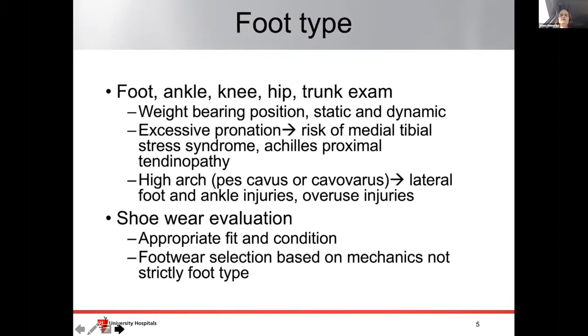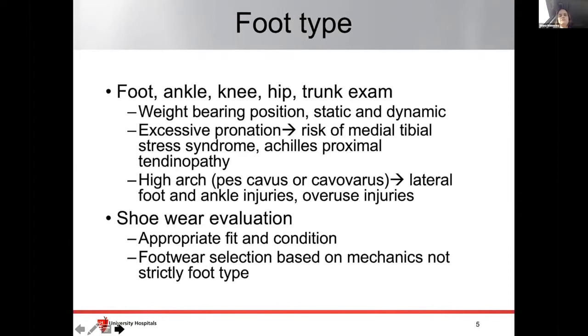For foot type, you want to assess it in a weight-bearing position. Remember, the hip can actually affect how the ankle works. With excessive pronation, you can get stress syndromes of the medial distal tibia. You can get proximal Achilles tendinopathy. A high-arched foot is less flexible and doesn't shock absorb very well, and so they can get a lot of lateral overload issues, including recurrent ankle sprains, stress fractures, and tendonitis of the Achilles particularly. And you also want to look at the shoe.